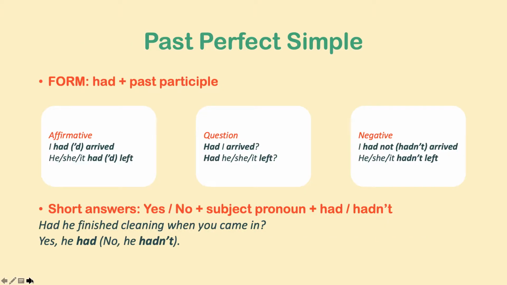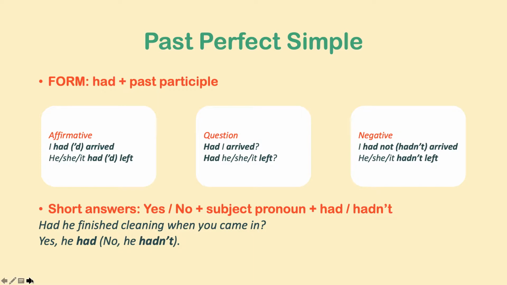How is the past perfect simple formed? We use had and the past participle of the verb. Regular past participles are formed by adding ed to the verb, but irregular past participles have their own forms and we have to learn them by heart. So in a table of irregular verbs, the past participle is always the third column.